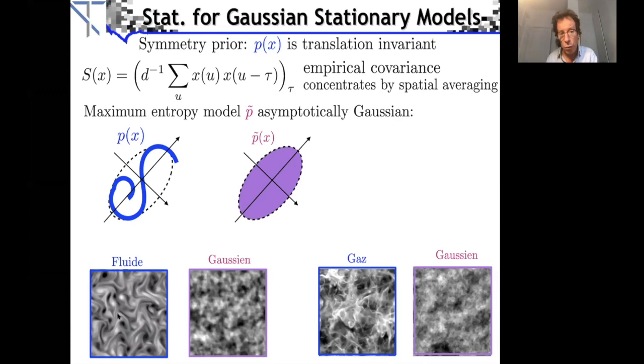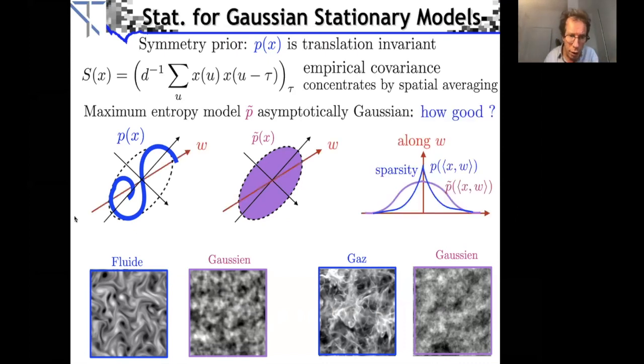If I do that on a fluid, here I have exactly the same second order moments. That's the Gaussian model. And you can see, obviously, you've lost a lot of structure. This is the same thing for a gas. So how can you check that you have an error? You can project your distribution along a particular vector W and look at the marginal. If the marginal is different from the marginal of a Gaussian, that means somewhere you have an error. In particular, if the marginal is very sparse, obviously you don't have a Gaussian process.